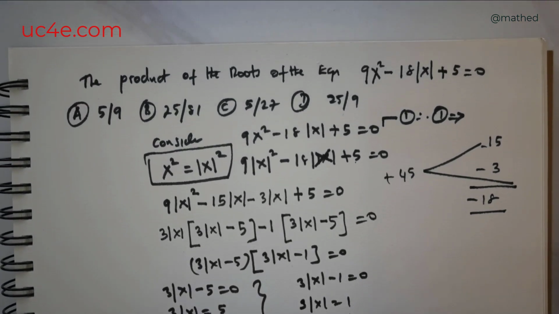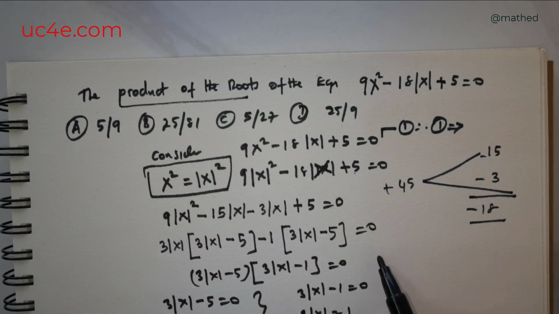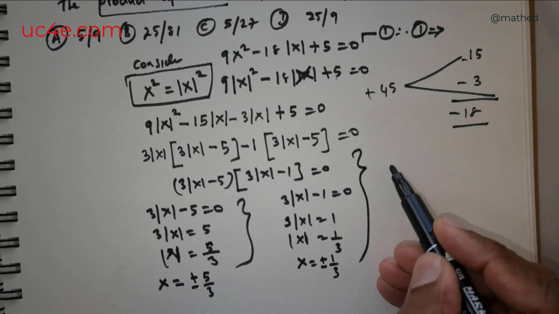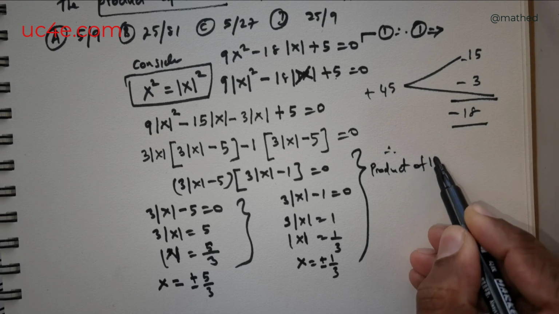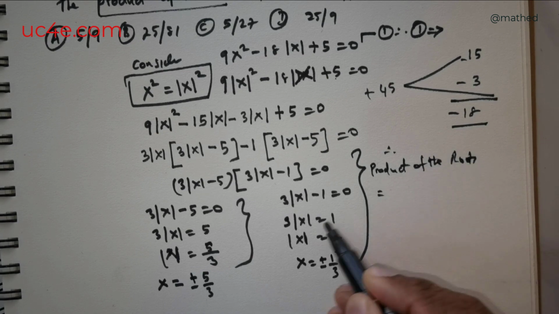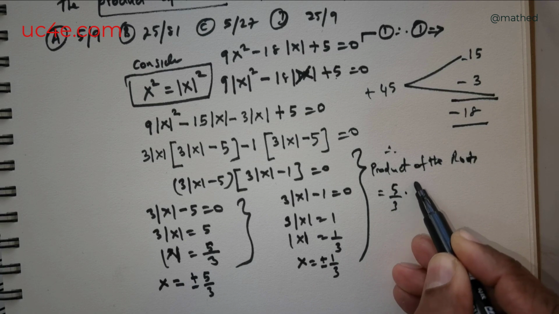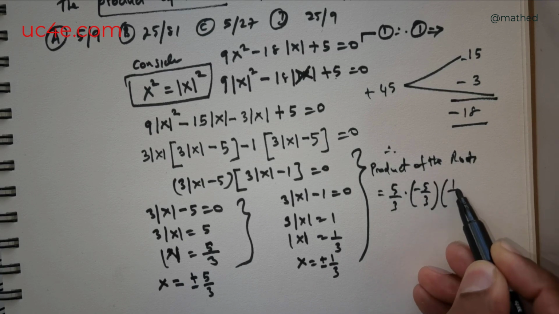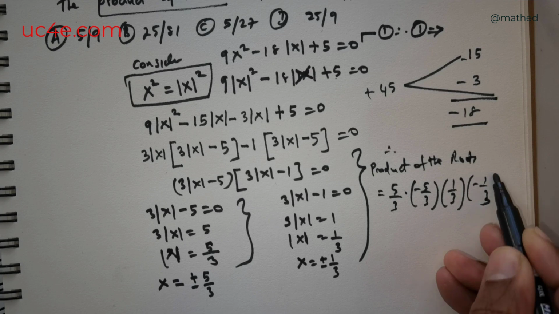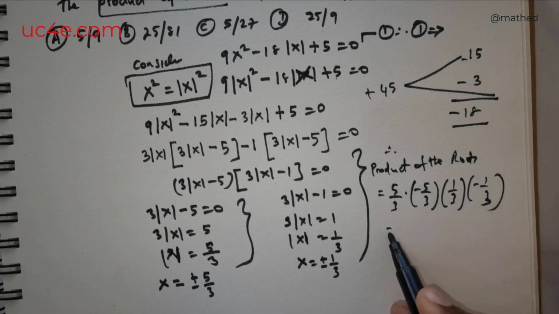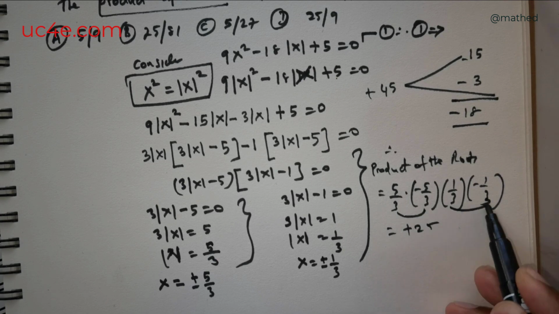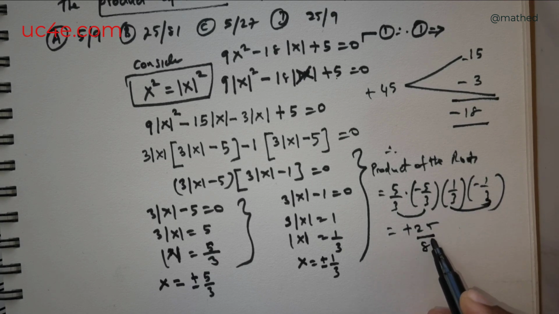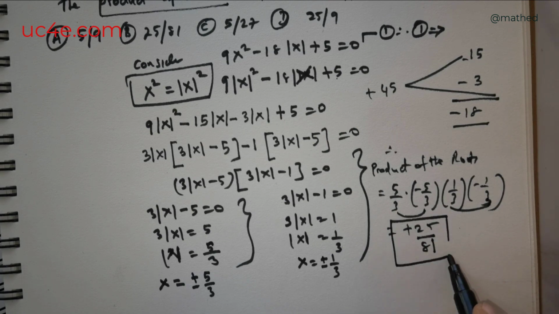Now the question wants us to find the product of the roots. So that's exactly what we need to do. We need to take the product of all the roots. Therefore the product of the roots is equal to 5 over 3 multiplied with negative 5 over 3, and 1 over 3 multiplied with negative 1 over 3. So this is going to be negative, negative, positive. 5 fives are 25, 3 threes are 9, and then 3 threes are 9. 9 into 9 is 81.